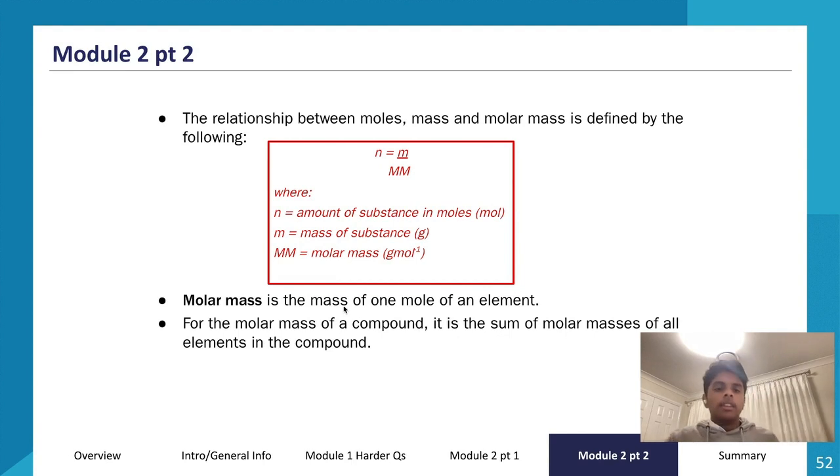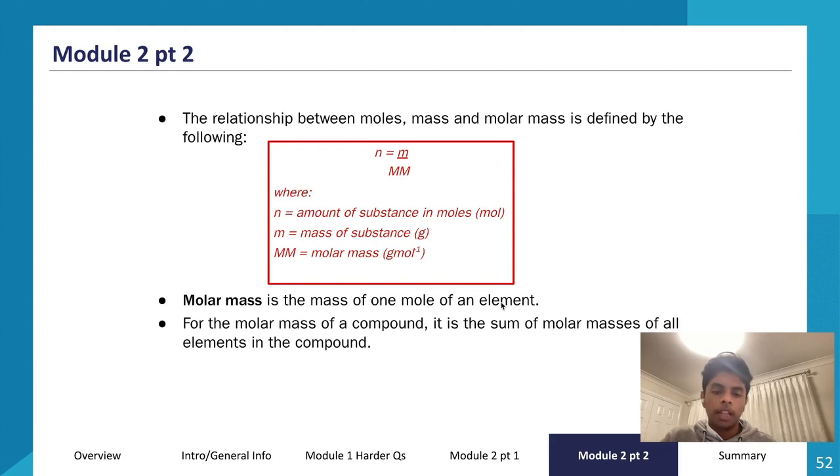Now let's look at the relationship between moles, mass, and molar mass, which is defined by this equation. Moles is equal to mass over molar mass, where n is equal to the amount of substance in moles, mass is in grams, and molar mass is in grams per mole. So molar mass is the mass of 1 mole of an element.